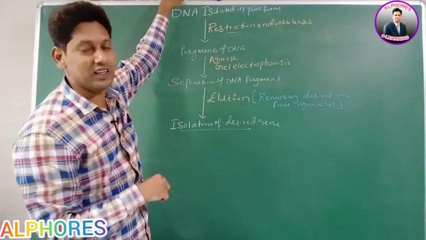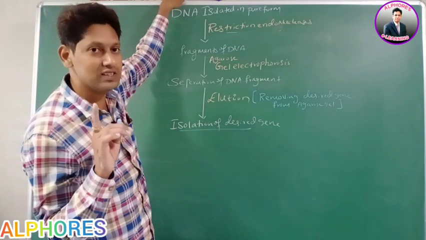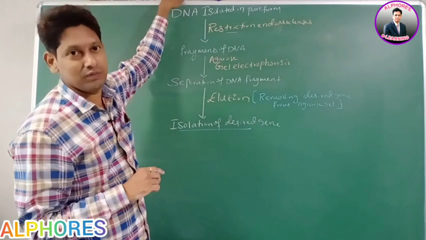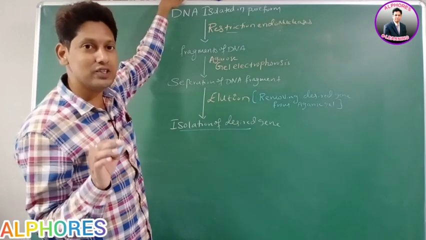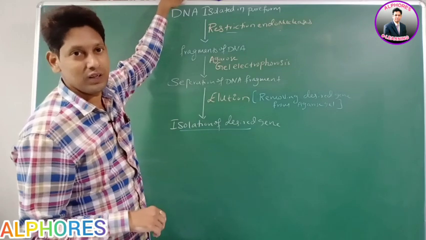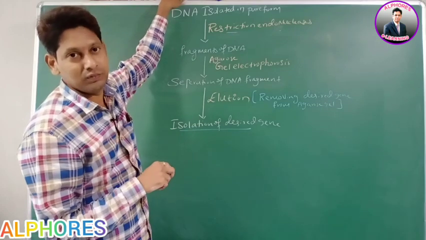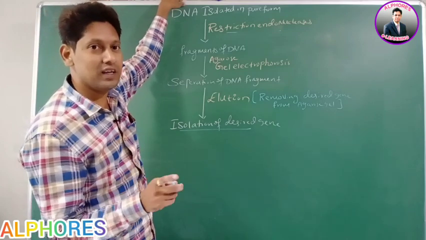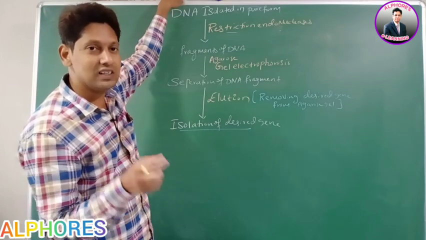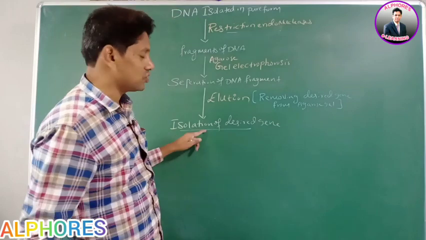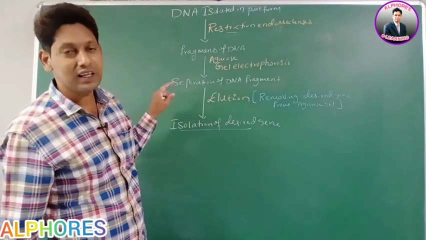DNA precipitates when chilled ethanol is added. Purified DNA is isolated by the spooling process. We cut the DNA by restriction endonuclease enzyme, and DNA fragments are separated by agarose gel electrophoresis. From the separated DNA fragments present in agarose gel, the desired gene is isolated by the elution process.